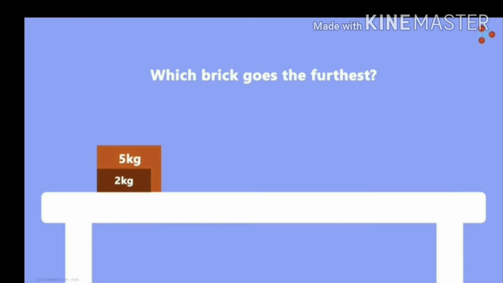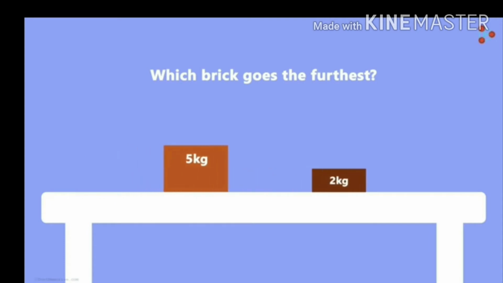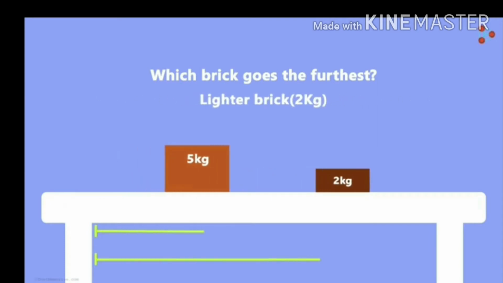Let's say there are two bricks on a table. One weighs 2 kilograms and the other weighs 5 kilograms. Now I apply equal force on them towards the right. Which brick do you think will go further? Remember that they are both kept on the same surface, and the surfaces of the bricks are also the same. On applying the same amount of force, you will notice that the lighter brick covered more distance than the heavier one. What does this tell us?